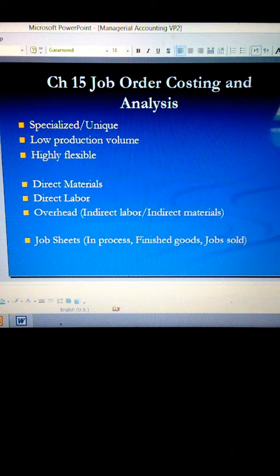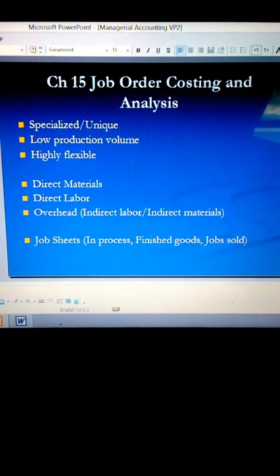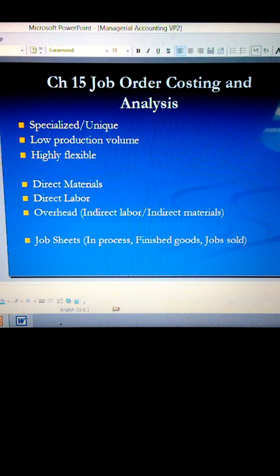Chapter 15 covers job order costing. Job order production is the production of specialized or unique products prompted by a customer's request that have low production volume and are highly flexible in their creation. In this type of production, costs are tied directly to each job or job lot that incurs the cost.